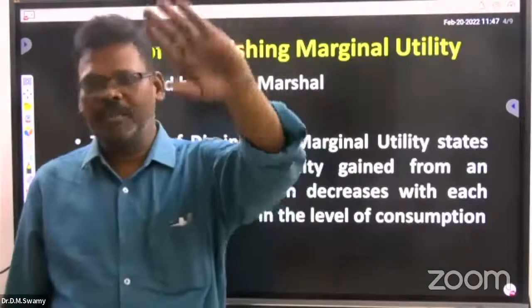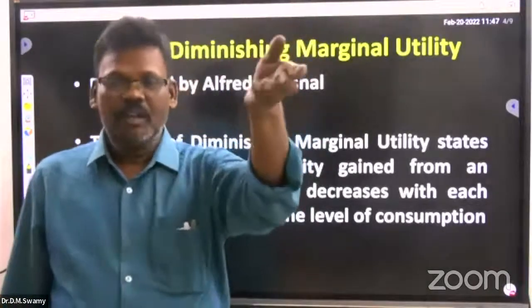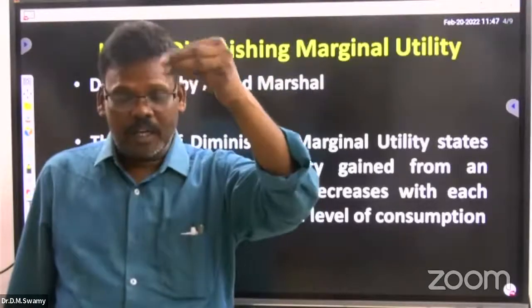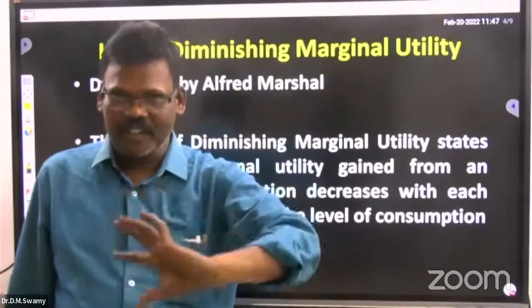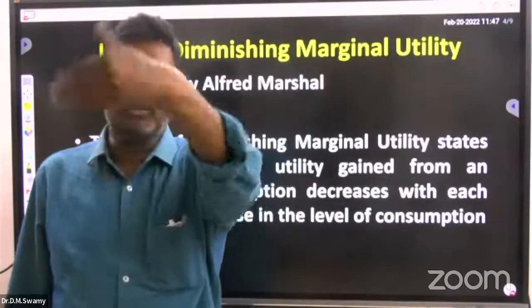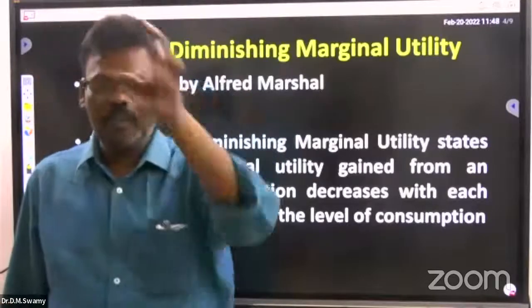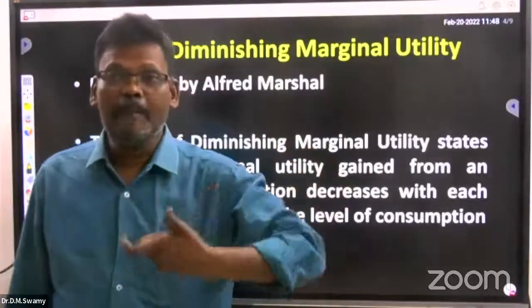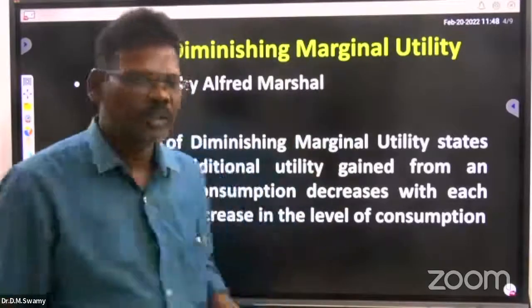Based on the cardinal utility, the ordinal utility concept is different. It will come in the next class. Ordinal utility means when we are consuming commodities and getting utility, that utility cannot be measured in countable numbers. It can only be compared. But in the case of cardinal utility, we can measure in terms of countable numbers.